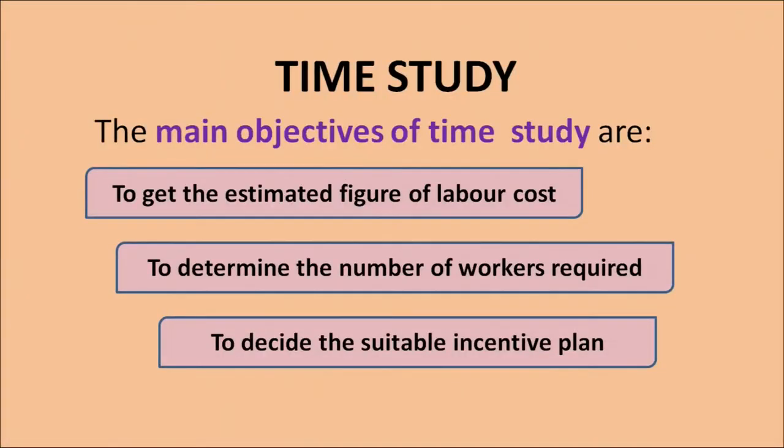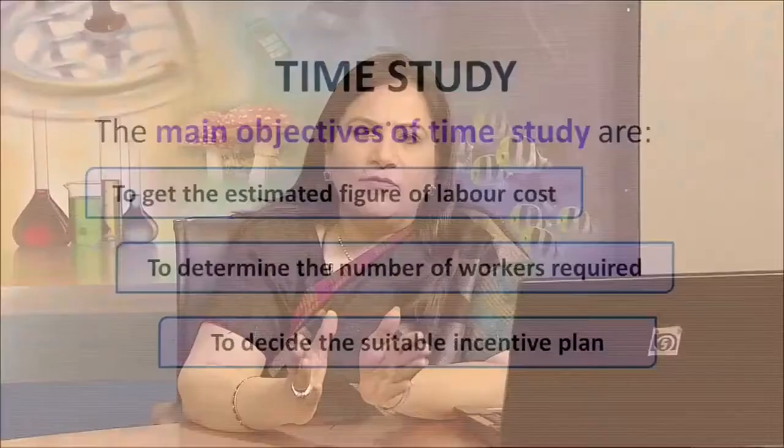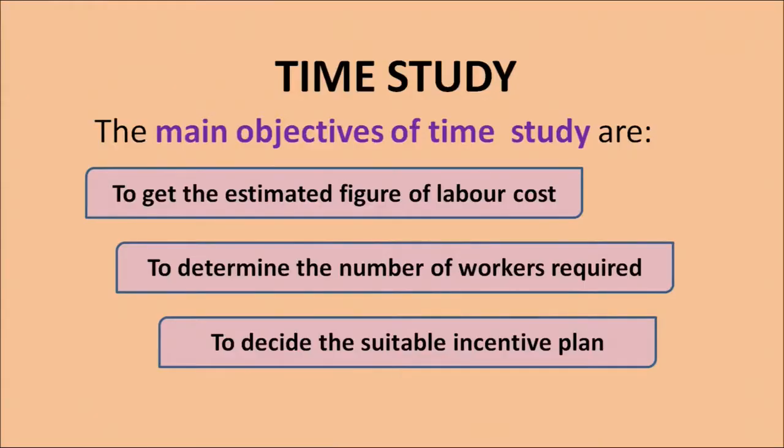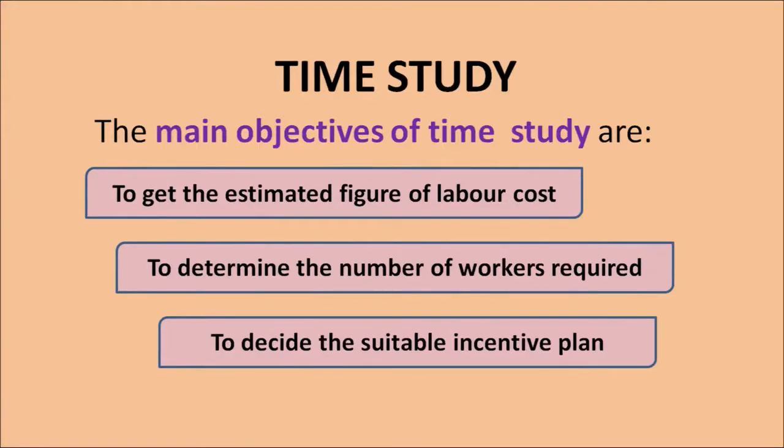Now, the main objectives of time study are to get the estimated figure of labor cost. So, if you know the standard time of producing a particular product, on that basis we can calculate what would be the total labor cost of producing a number of products. Second objective is to determine the number of workers required. So, on the basis of the standardized time, we can also calculate the total number of workers that would be required to accomplish a certain task and to decide a suitable incentive plan for the purpose of wage remuneration. So, these are the 3 main objectives of time study.